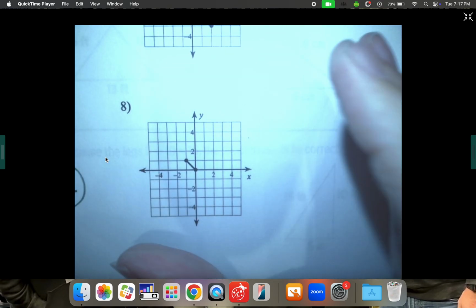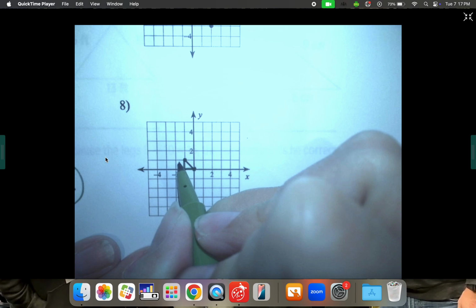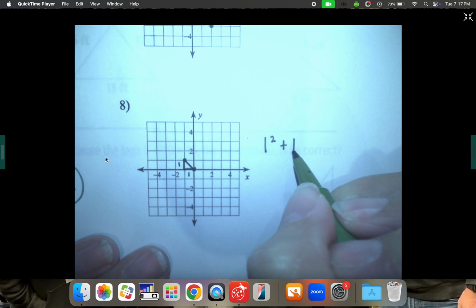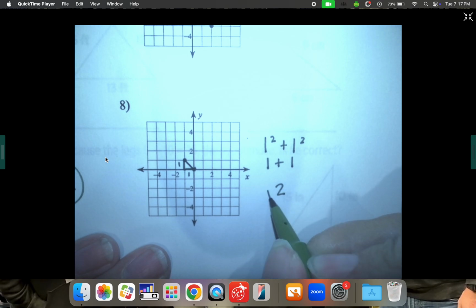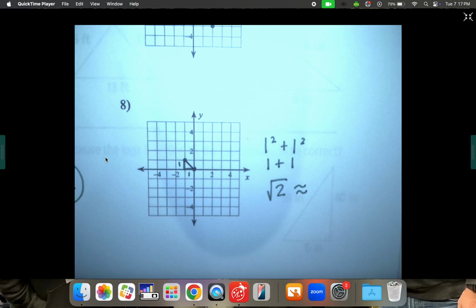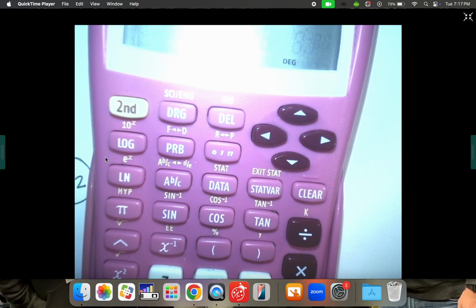Okay, and then the last one is a 1 by 1. So 1 squared plus 1 squared, 1 times 1 is 1, 1 times 1 is 1, so that is 2. The square root of 2 is about 1.4.